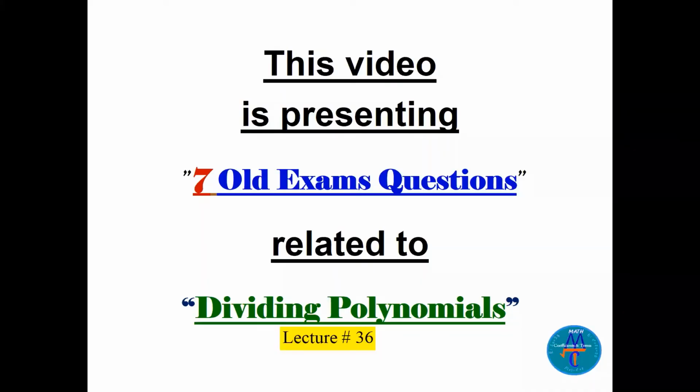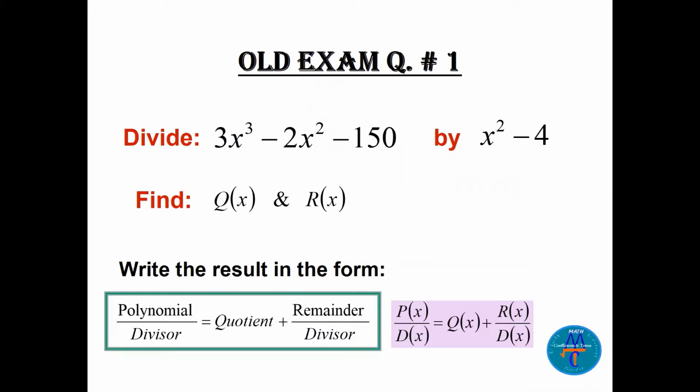This video is presenting the 7 old exam questions related to dividing polynomials from lecture 36 of the Algebra Course Lectures. Let's start directly. We have a polynomial function of degree 3, 3x cubed minus 2x squared minus 150. Let's divide by x squared minus 4, and we need to find the quotient and the remainder. You can also write the answer in this form.